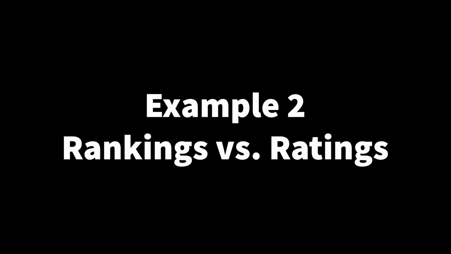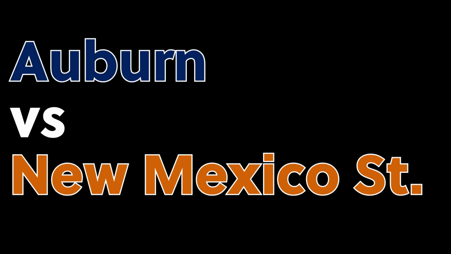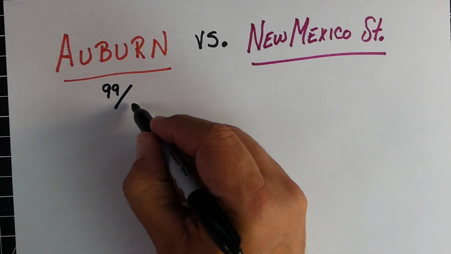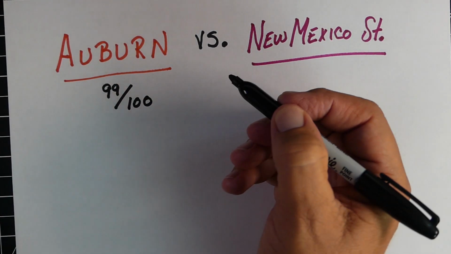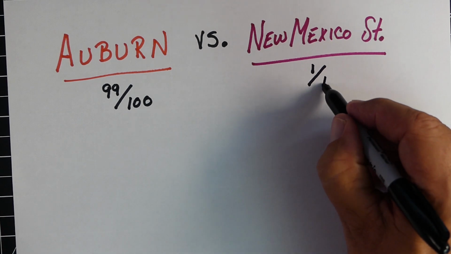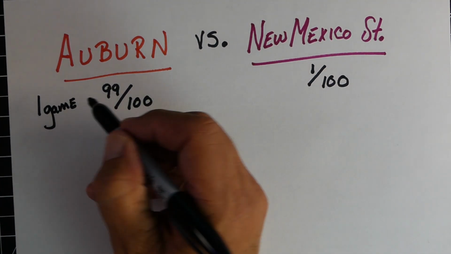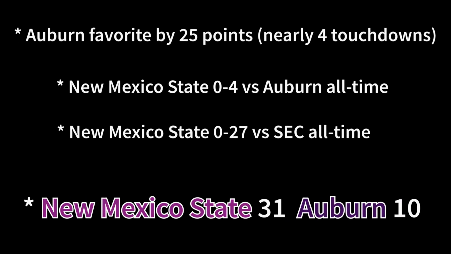Our next example was when New Mexico State went to visit Auburn last year. Auburn would have been a much higher rated team than New Mexico State. Auburn would have probably been expected to win 99 of 100 times versus New Mexico State. Vegas was predicting Auburn to win by at least 25 points, which is nearly 4 touchdowns. New Mexico State had never beat Auburn or anybody from the SEC.